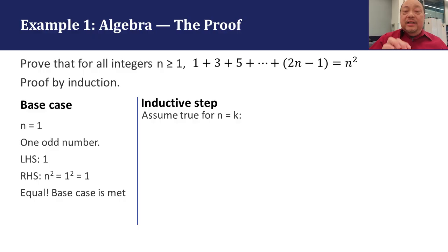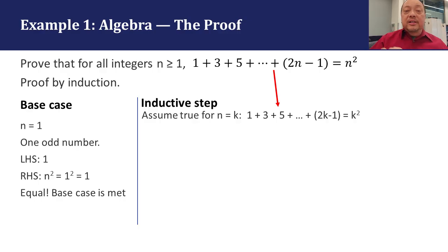Now we write the inductive hypothesis. That is, we write the statement from the question, just write it down with k instead of n. In our case, it's like this: 1 plus 3 plus 5 plus ... plus 2k minus 1 equals k squared.